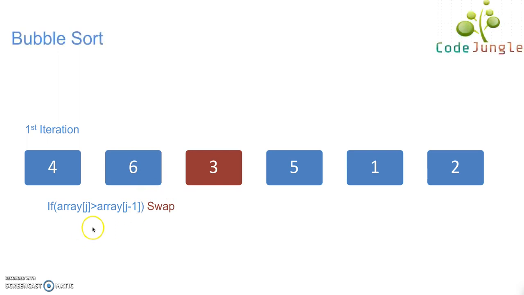In the next step, 3, that is the next element of the array, becomes element j, and 6, that is the second element of the array, becomes j minus 1. So we basically simply move ahead for the next step. Here 3, that is j, is less than j minus 1, hence there is a need of swap. So we swap it.